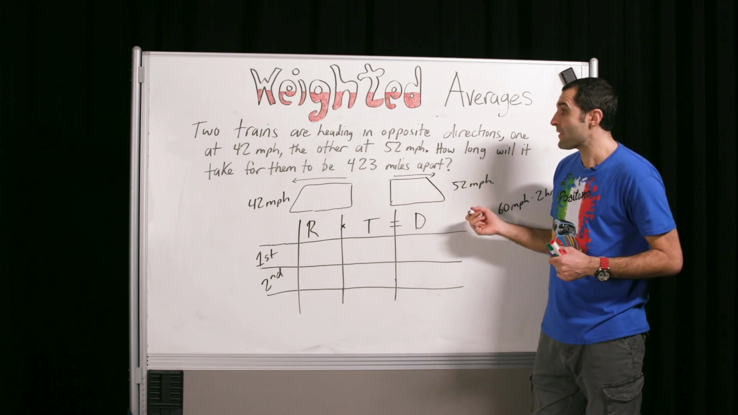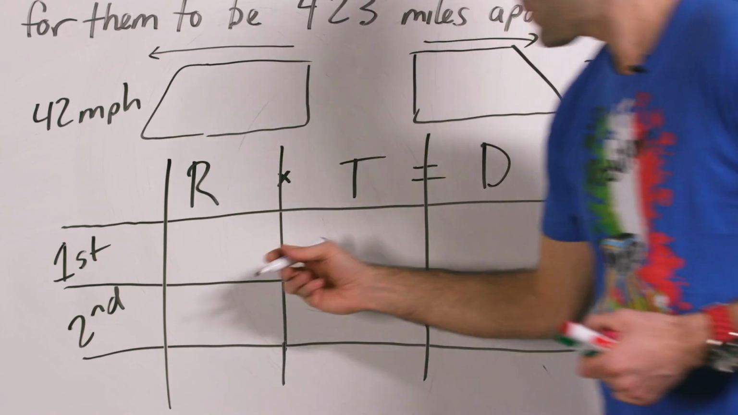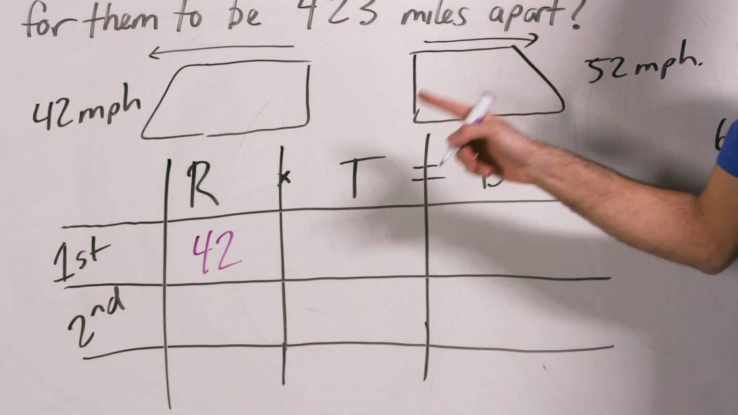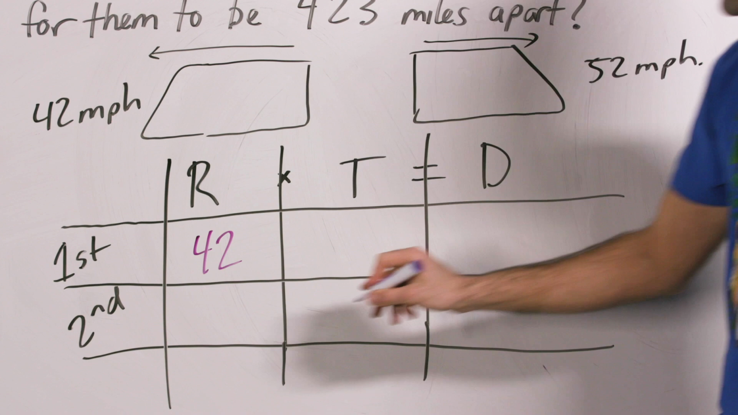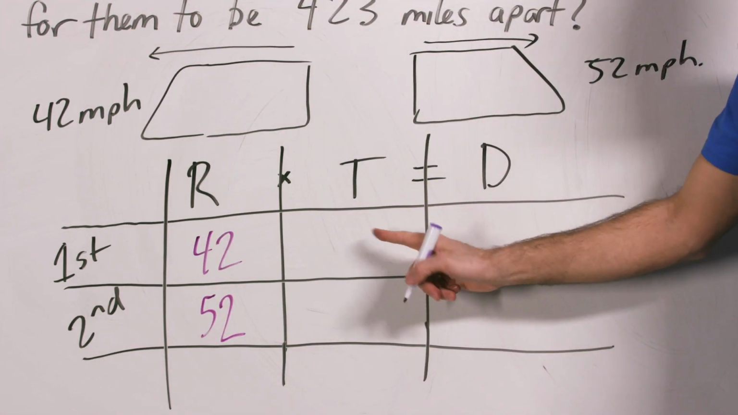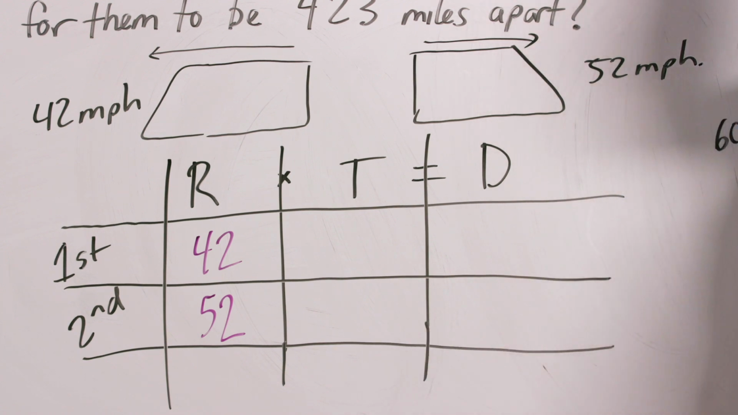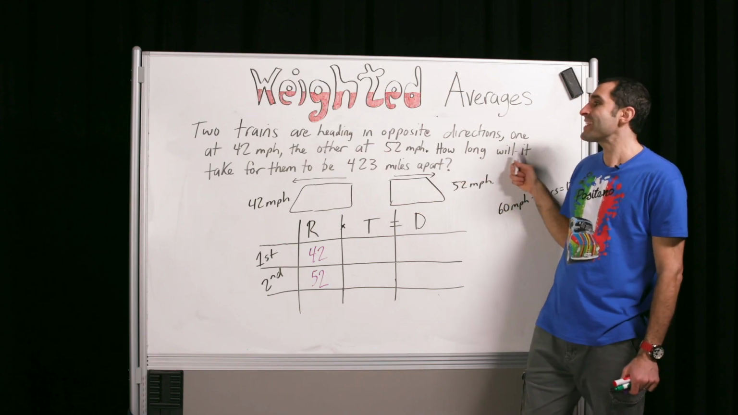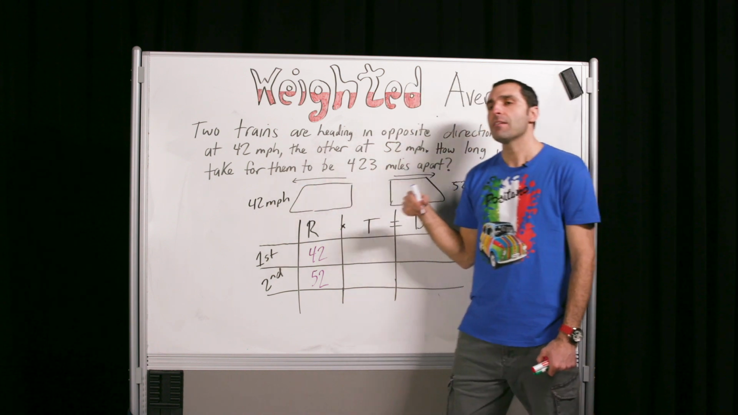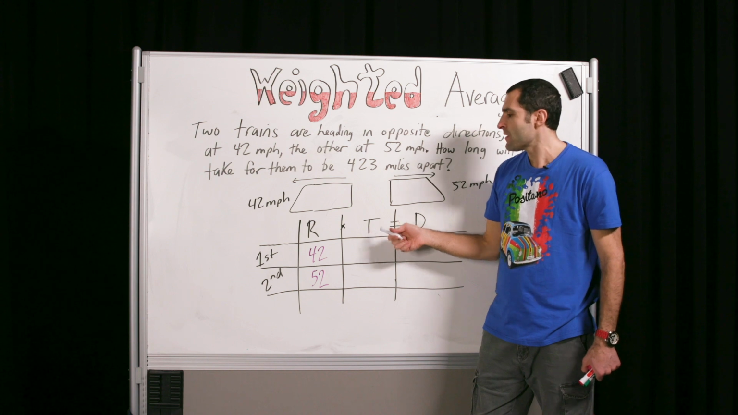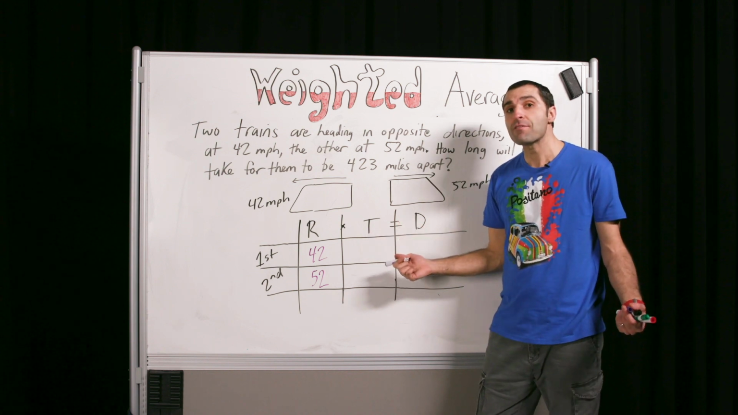Well, we know the rate of the first train, 42 miles per hour. Boom. We know the rate of the second train, 52 miles per hour. The time the first train goes, the time the second train goes. Check it out. How long will it take for them? Meaning, how much time? Meaning, we don't know this. The question is, are they going the same amount of time?